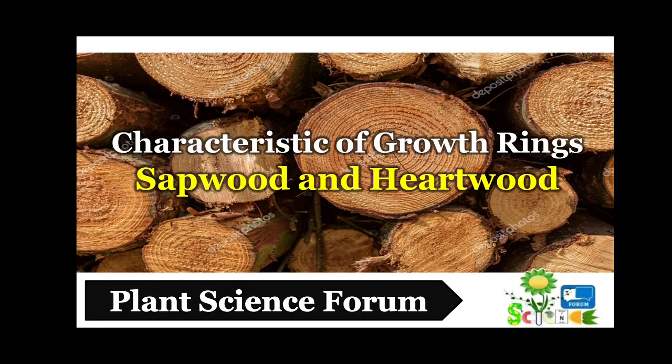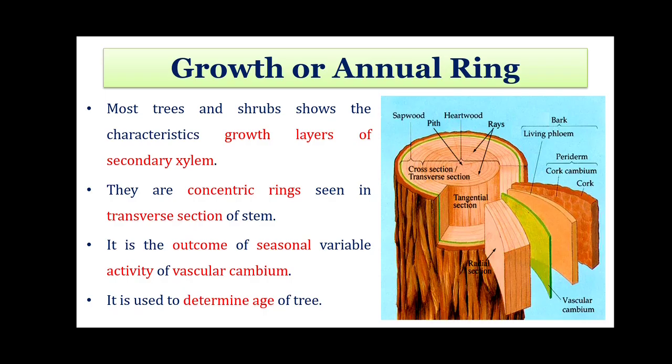Now in this video, we are going to discuss characteristics of growth rings, which include a study of sapwood and heartwood. The growth rings, or you can say annual rings, are found in most of the trees and herbs. These indicate the growth layers of secondary xylem. They are concentric rings and they can be visualized in transverse section of the stem. These growth or annual rings are the outcome of seasonal variable activity of vascular cambium, and these growth rings are used to determine the age of a tree.